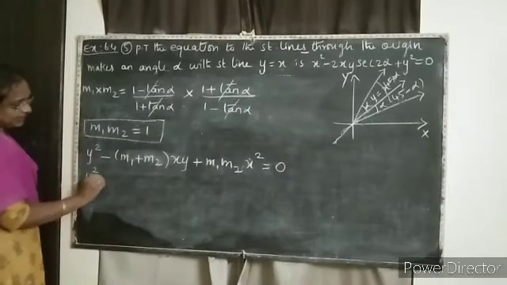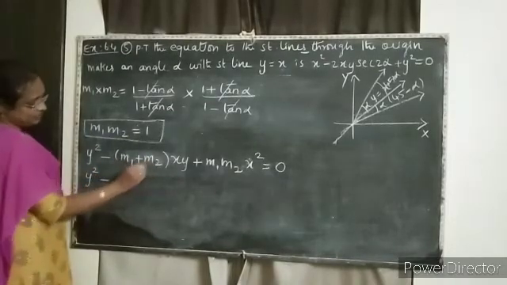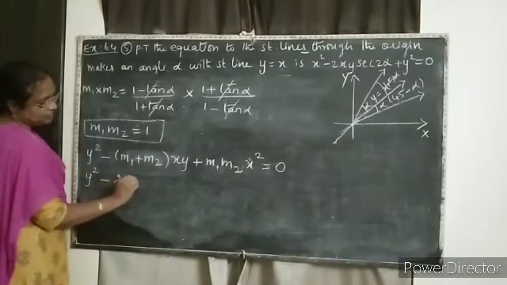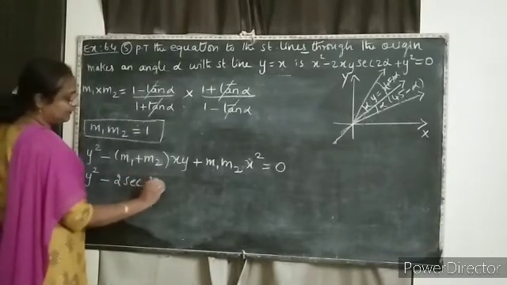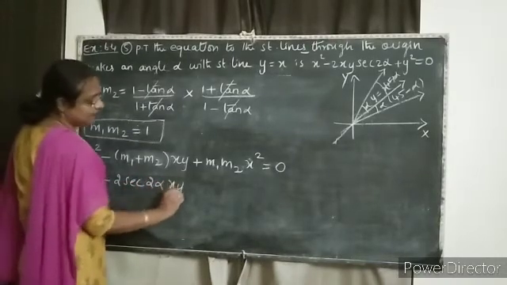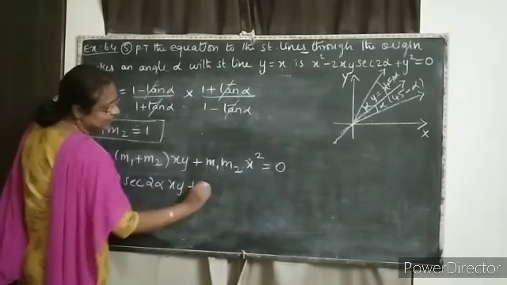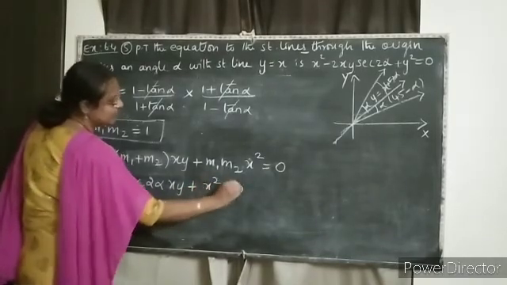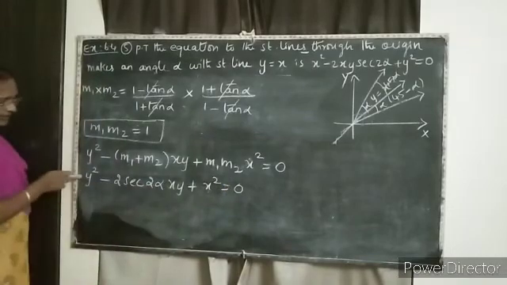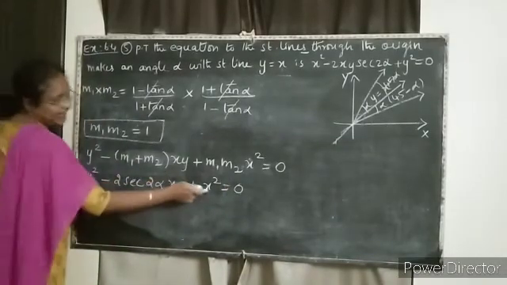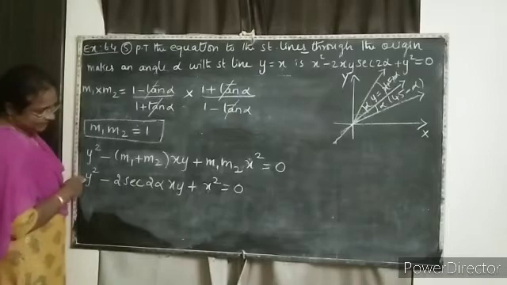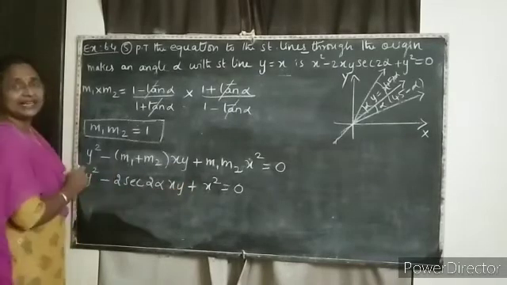Now I am going to substitute the relevant values. So now y squared minus M1 plus M2, which is 2 into secant 2 alpha, into xy, plus M1 into M2, which is 1, 1 into x squared is again x squared, equal to 0. Now look into this. x squared has the sign plus, y squared has the sign plus, and also x squared has the sign plus.